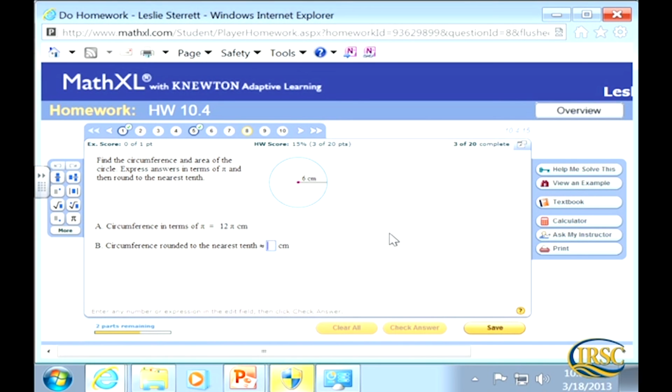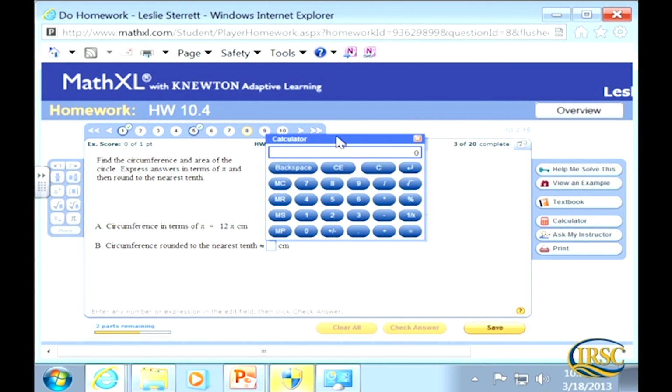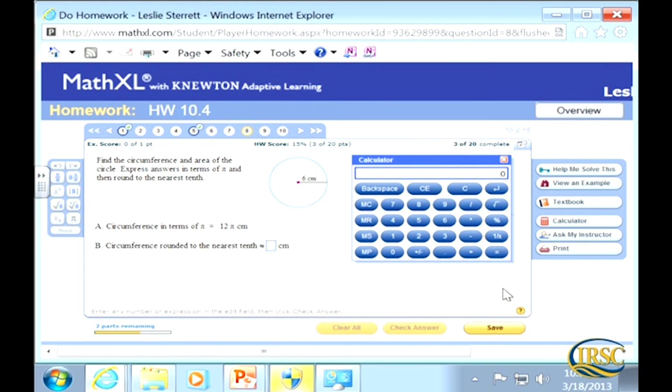Now it wants you to round it to the nearest tenth. So now you're going to take 12. And let's see what the calculator has in Math Excel. If I pull up the calculator, I don't see a pi button. So if we just type in 12 times 3.14, since there is not a pi button on here, we get 37.68. And then if I use my calculator that does have a pi button on there, 12 times pi gives me 37.699.